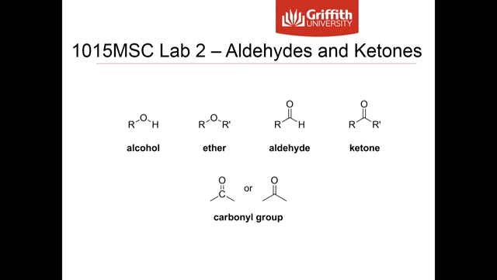So both an aldehyde and a ketone have this carbon double bond oxygen, and this is known as a carbonyl group. You can either write the carbon in like that or just have this line structure here. So carbon double bond oxygen. The difference between the aldehyde and the ketone is this hydrogen here. So an aldehyde contains at least one hydrogen bonded to the carbon of that carbonyl group.